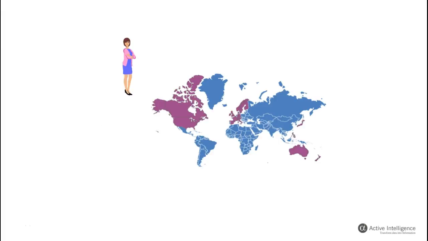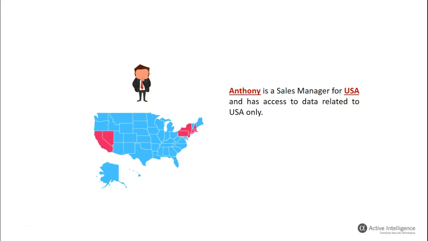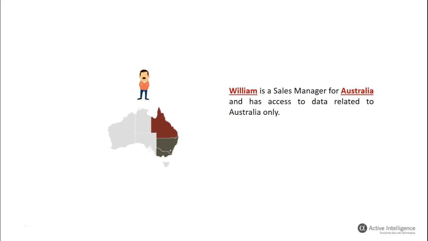Meet Diane. She is head of sales and marketing and also part of the executive team. Diane is responsible for overall sales at Classic Models Company. Meet her team. Anthony is sales manager, responsible for overall sales in America, and has access to data related to America only.